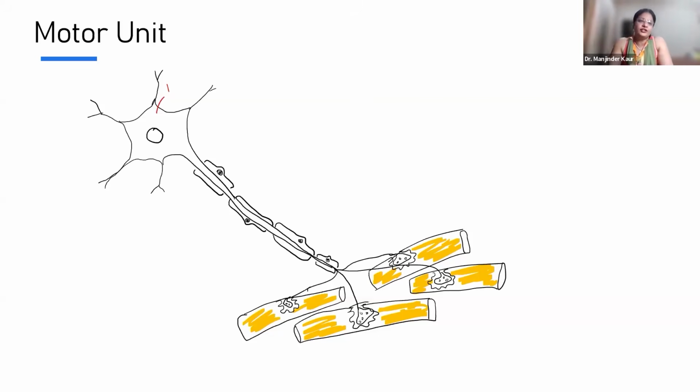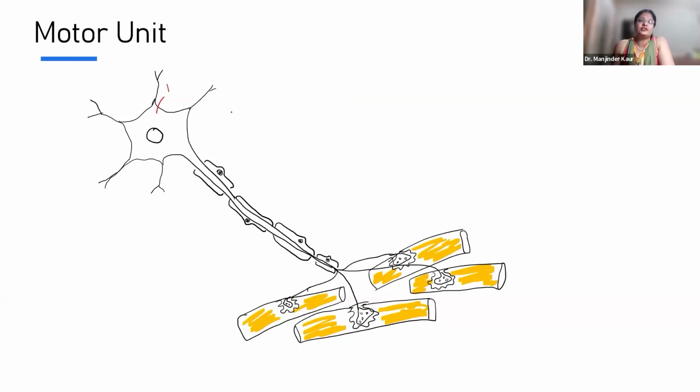A alpha type of neuron. So this is a multipolar A alpha type of neuron which originates from the anterior horn cell, and it is a myelinated neuron, right? And it has many branches. Here I have shown 4 only, but there are many branches which supply many muscle fibers.